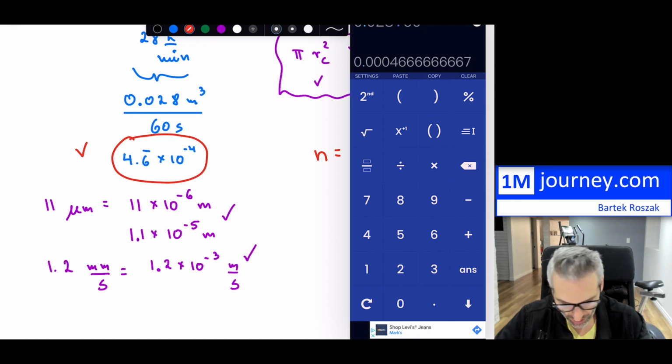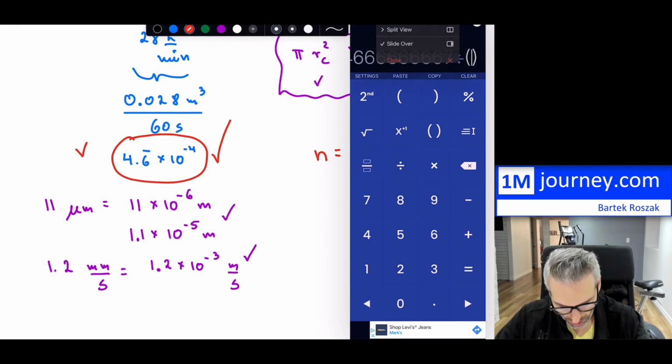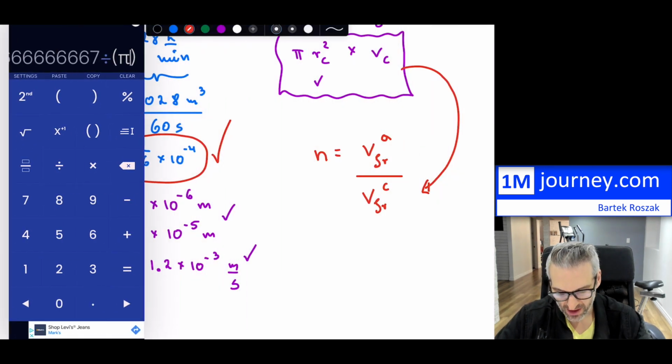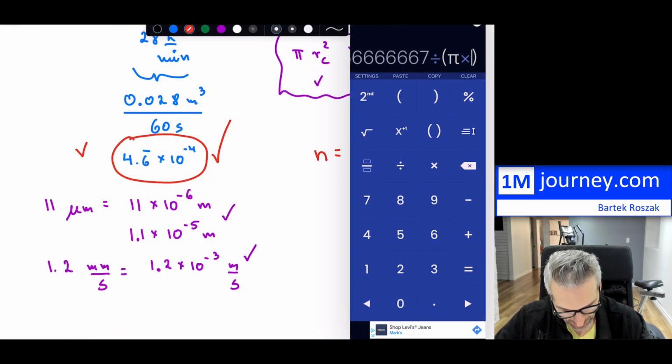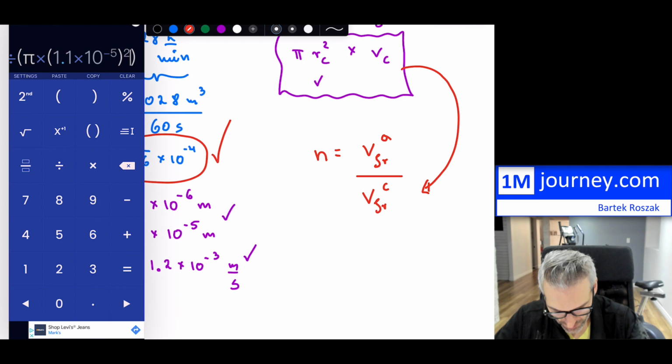So I already have this on the calculator. This is my left-hand side, that's this right here. Now I'm going to have to divide this whole thing by, and I'm going to put it all in brackets. Notice I'm dividing by pi, this is pi, times the radius on its own. Now that radius, I'm going to put in brackets there, which is going to be 1.1 times 10 to the exponent of negative 5. That's my radius. I want to square this, so that's squared. So this is what I'm doing.